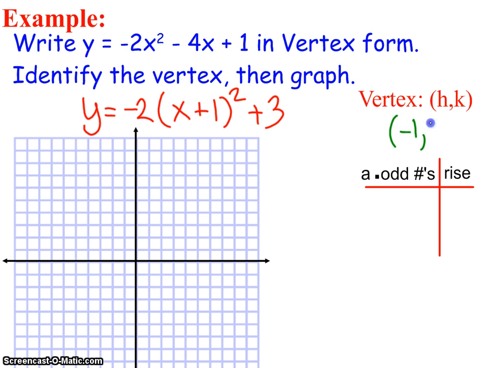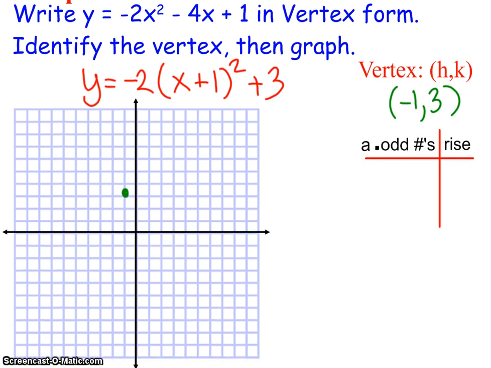Negative 1, 3. Again, the opposite of the inside. So negative 1 to the left and up 3. Now, this one is different because your A is different. What's your A? It's negative 2. Okay, multiply again by your odd numbers. So negative 2, negative 6.